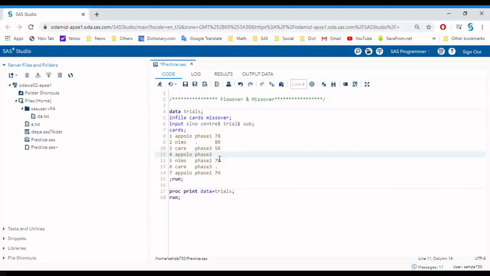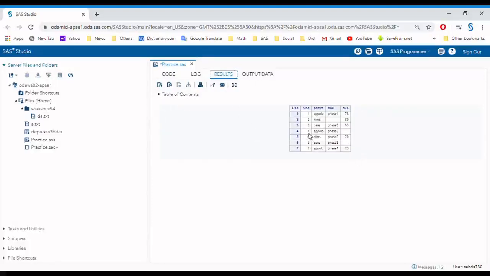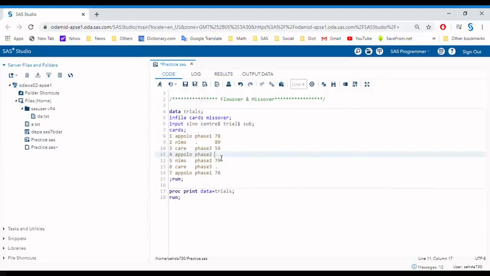Let's see what will happen. This value is missing after phase 2 in the fourth observation. So let's run this. Okay, you see here this value was missing, so for the numeric variable it has put a dot automatically because we have used the Missover option. But guys, remember one thing: Missover works only when the missing thing is at the end, not somewhere in the middle. At the end, and continuous values can also be missing.